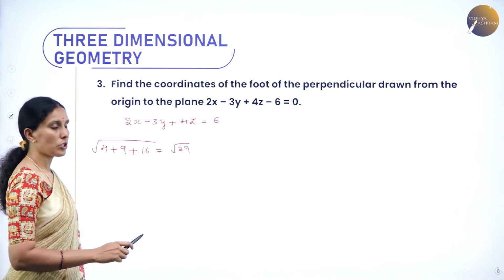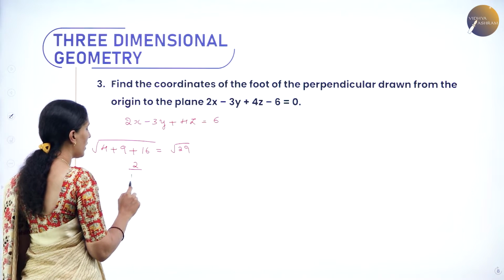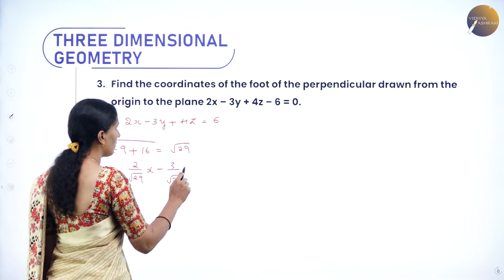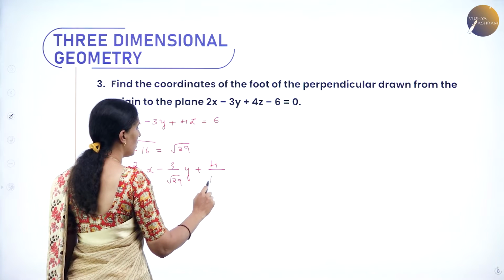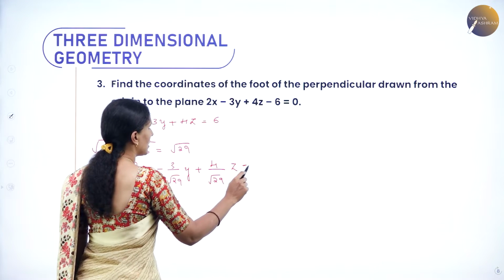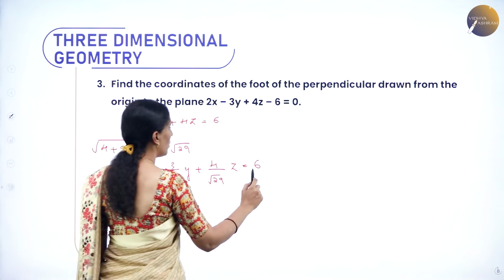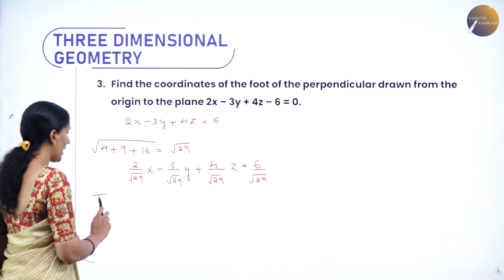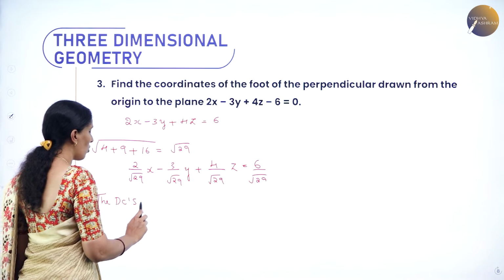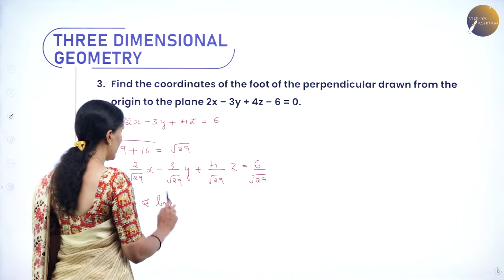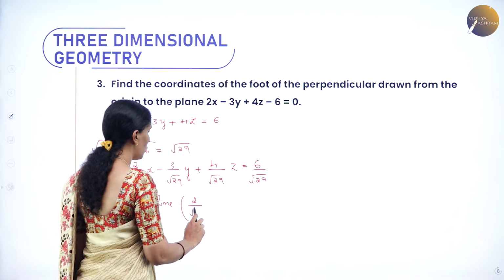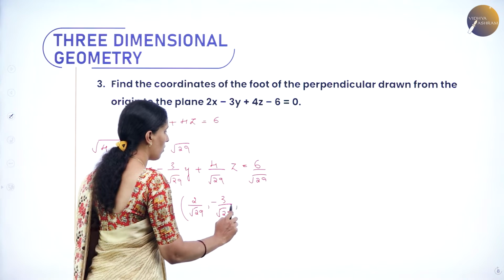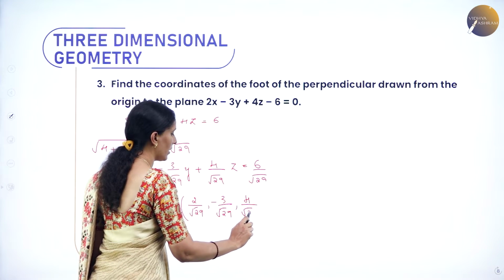Now divide the whole equation by root 29. So we have 2 divided by root 29 x minus 3 divided by root 29 y plus 4 divided by root 29 z is equal to 6 divided by root 29. So therefore, the direction cosines, the DCs of the line, are 2 by root 29, comma, minus 3 by root 29, comma, 4 divided by root 29.